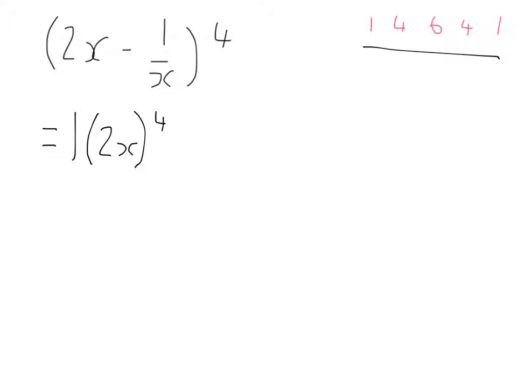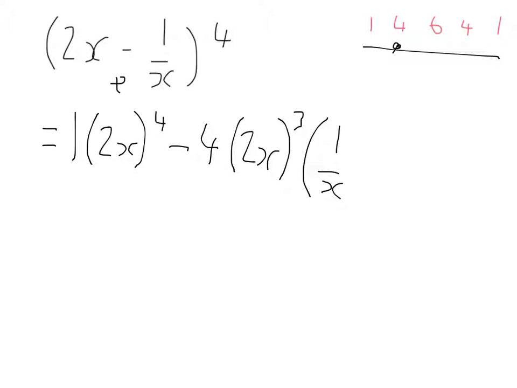Okay, it's a subtraction, so the next term is subtracted. I put the next coefficient down, 4. I put the first term down, 2x, raise it to the power of 3 now, then put the second term down, 1 on x, and raise it to the power of 1.